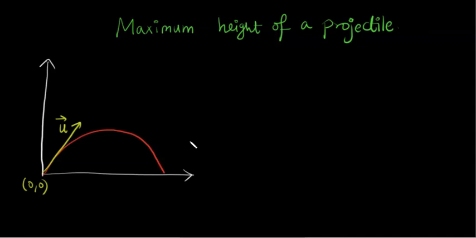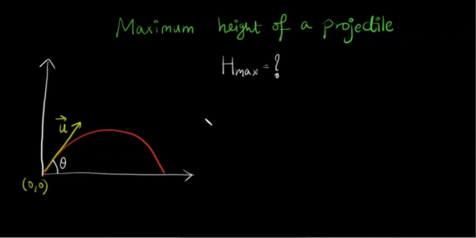Hello everyone. In this session we are going to talk about the maximum height of a projectile. So if I have a projectile and I throw it in the air with the initial velocity of u bar, and let's say this angle is theta, the angle it makes with the horizontal, then what is the maximum height? H max, this is what we have to find out.